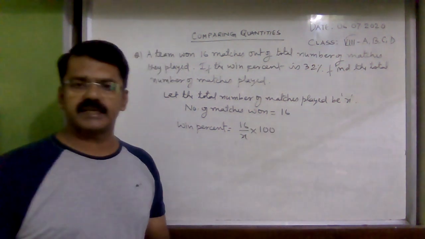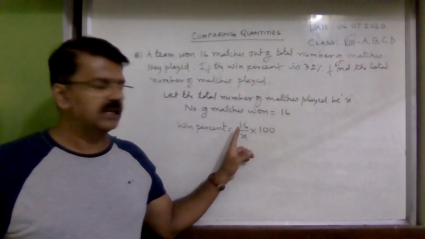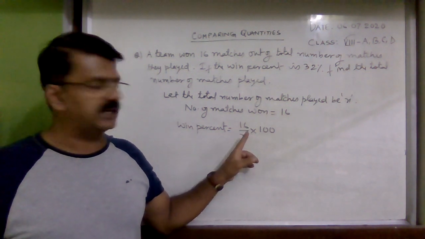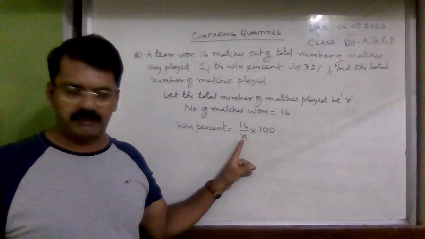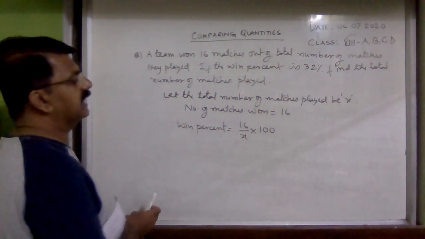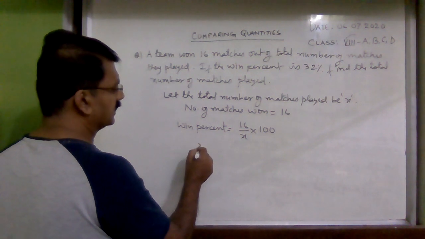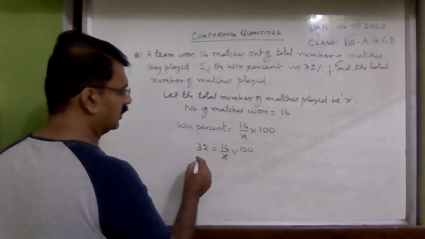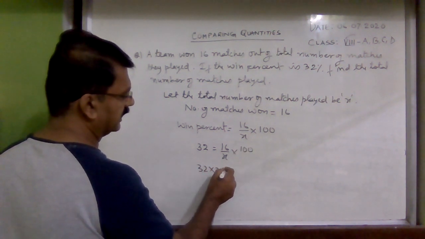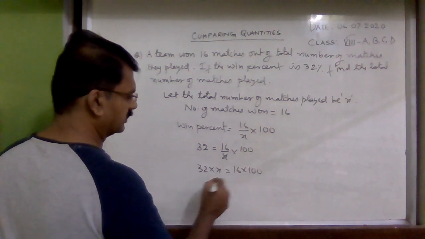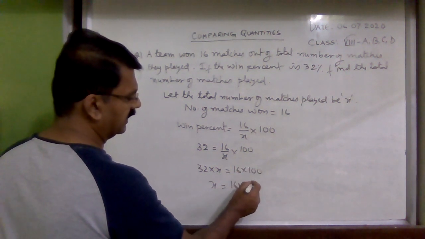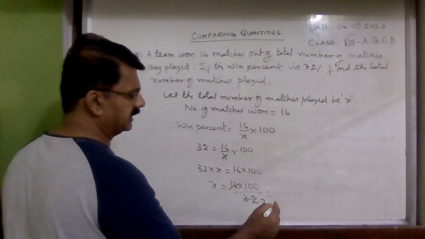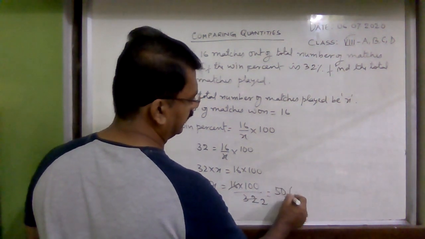Clear? The win percent means number of matches won upon total number of matches played into 100. But now they have given that win percent is 32%. So 32 is equal to 16 upon X into 100. So 32 into X is equal to 16 into 100. So X is equal to 16 into 100 upon 32. So it is 50. So the answer is 50.